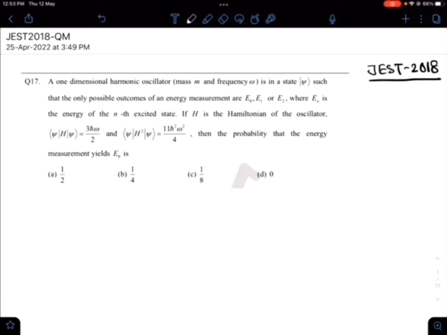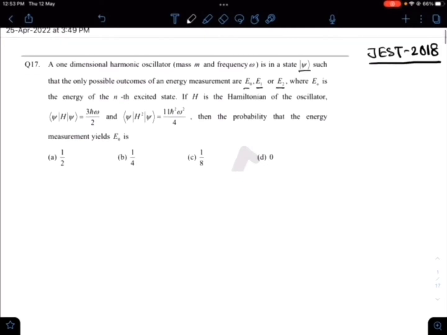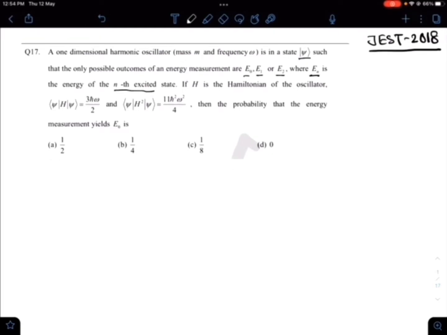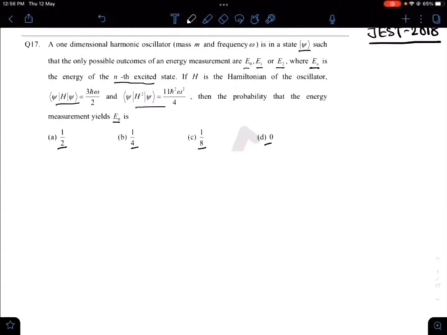It states that a one-dimensional harmonic oscillator, which has mass m and natural frequency of oscillation omega, is in a state psi such that the only possible outcomes of an energy measurement are E0, E1 or E2, where En is the energy of the nth excited state. If H is the Hamiltonian of the oscillator such that this is given, then we have to find the probability that the energy measurement yields E0: 1 half, 1 by 4, 1 by 8 or 0. Okay, so let's start.